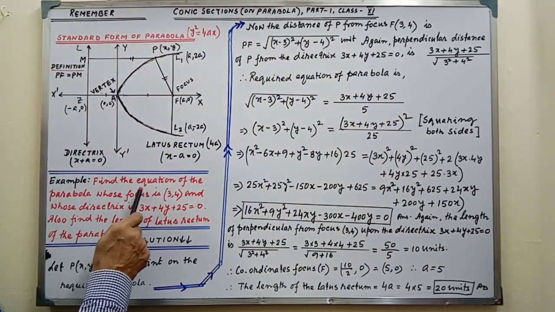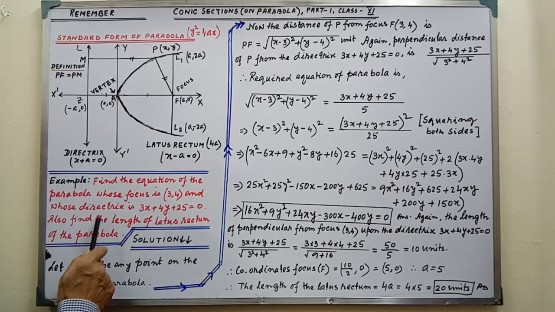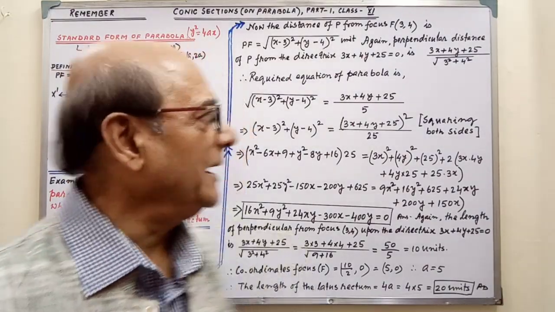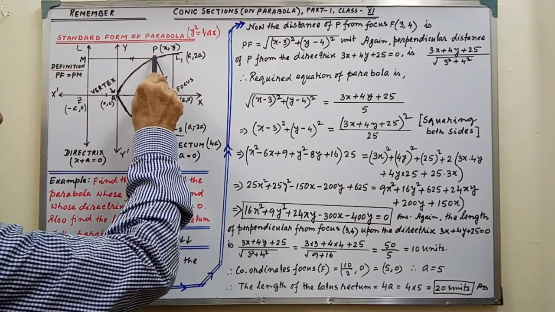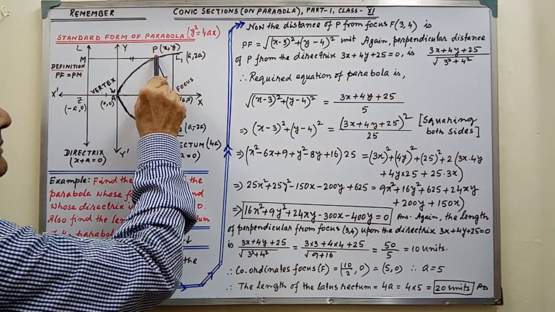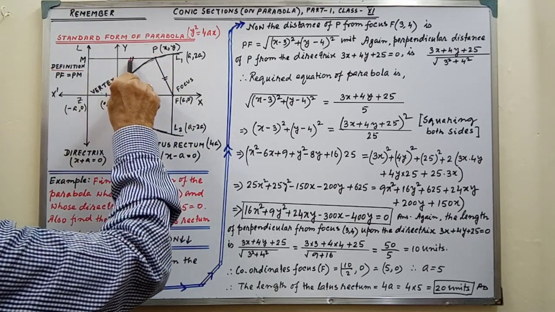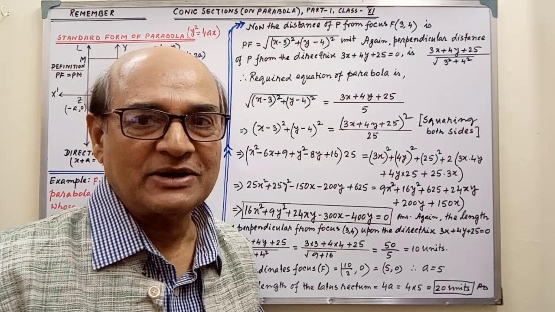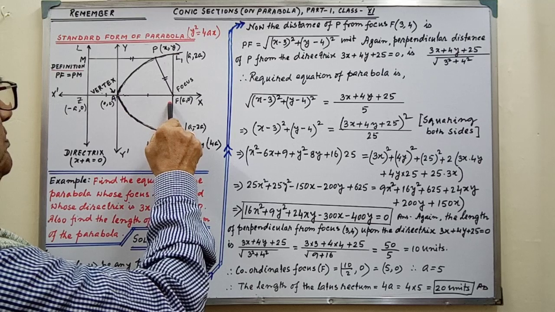One sum is given. Find the equation of the parabola whose focus is given as 3, 4 and whose directrix is given, and also find the length of latus rectum of the parabola. By definition, we consider any point P xy on the parabola. We have to find this distance and this distance. These two distances will be equal, from the definition of parabola. This is why we have to find the distance PF.